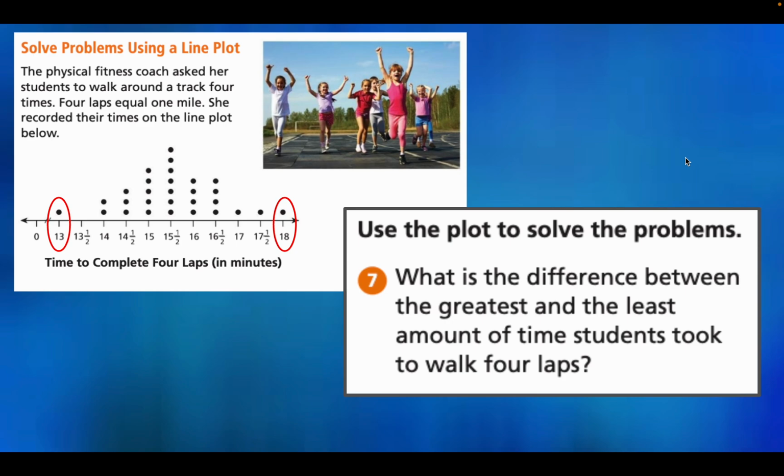What is the difference between the greatest and the least amount of time students took to walk 4 laps? I circled them for you. The greatest amount of time it took someone to walk that 4 laps was 18 minutes. The shortest amount of time, or the least amount of time, was 13 minutes. So what is the difference between 18 and 13? So think about what operation you do when you're looking for the difference between 2 numbers.